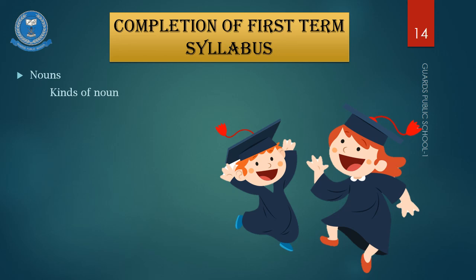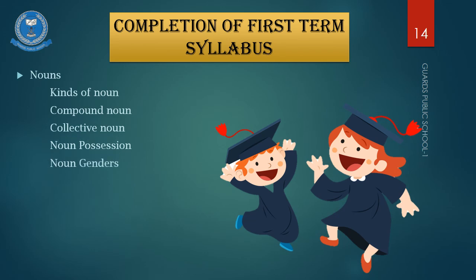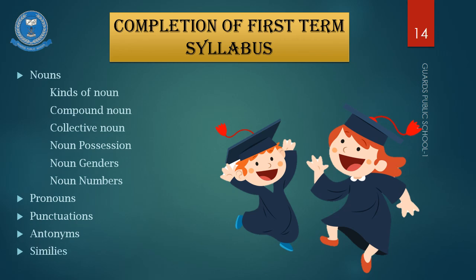Then we also discussed about collective nouns, noun possession, noun genders. Noun gender means? Yes, masculine, feminine. Noun numbers means singular plurals. Pronouns, punctuations, antonyms and similes. Right?